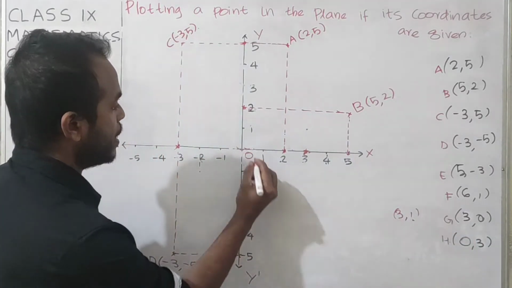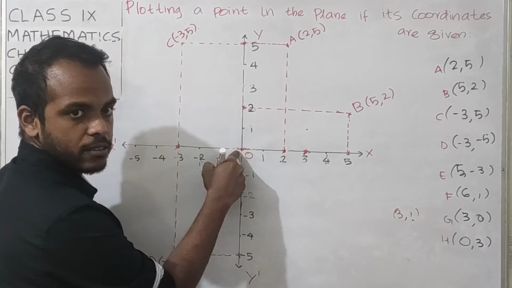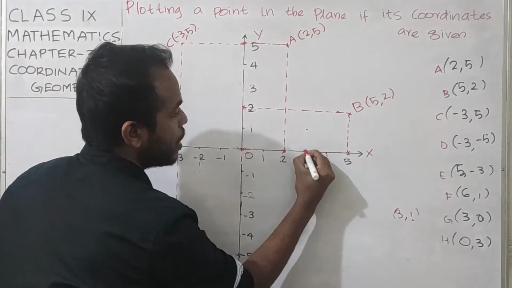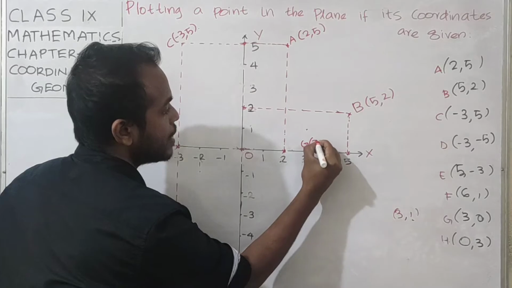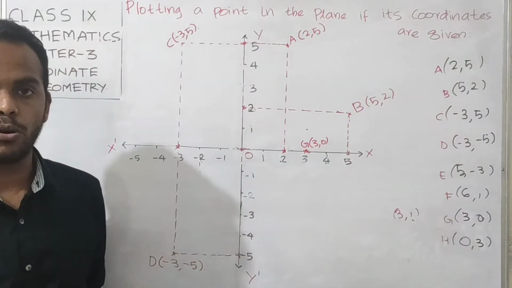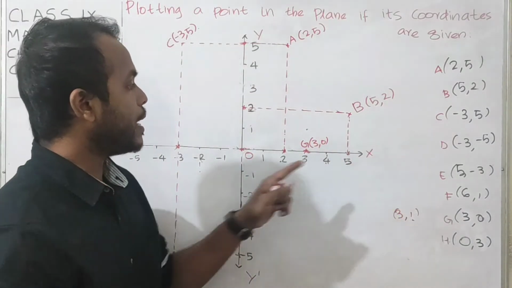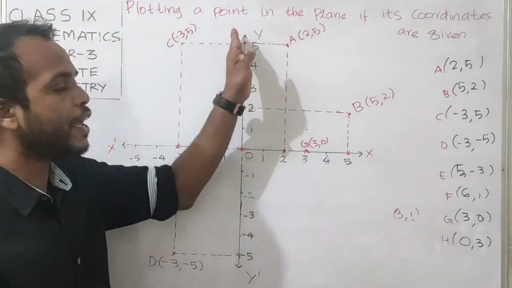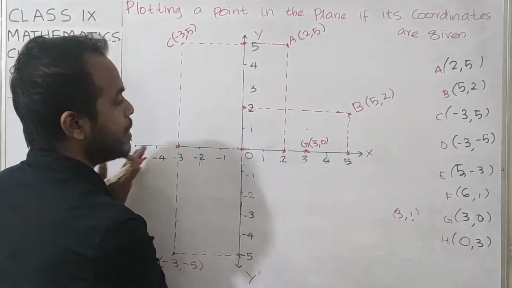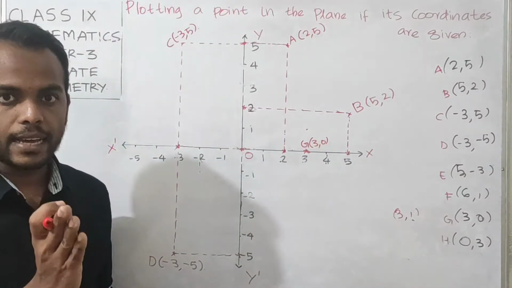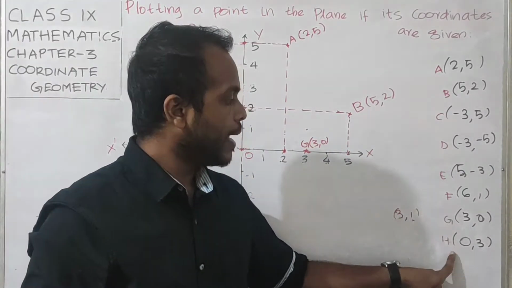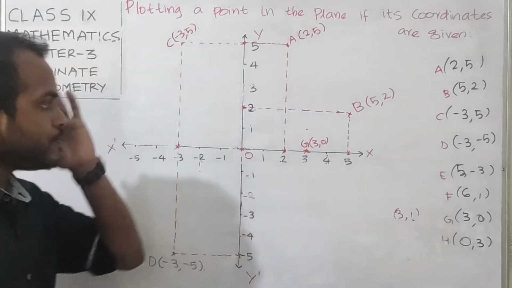Y coordinate 0 means the y coordinate will be here. So the required point G will be here. That is, G is (3, 0). This is a point on the x axis, right? It has got no y coordinate, so it will lie on the x axis. That is the meaning. Now let's see a similar problem, H (0, 3).